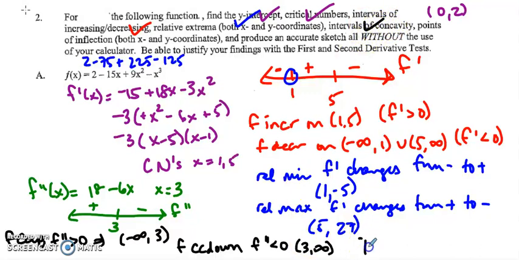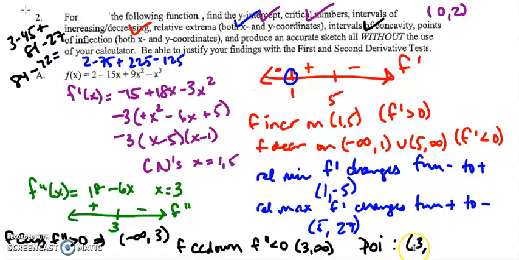Point of inflection, POI, there's just one of them. That's at the point 3, something, and let's plug it in. 3 minus 45 plus 81 minus 27. So I have 84 minus 72, or 12. So there is my point of inflection.